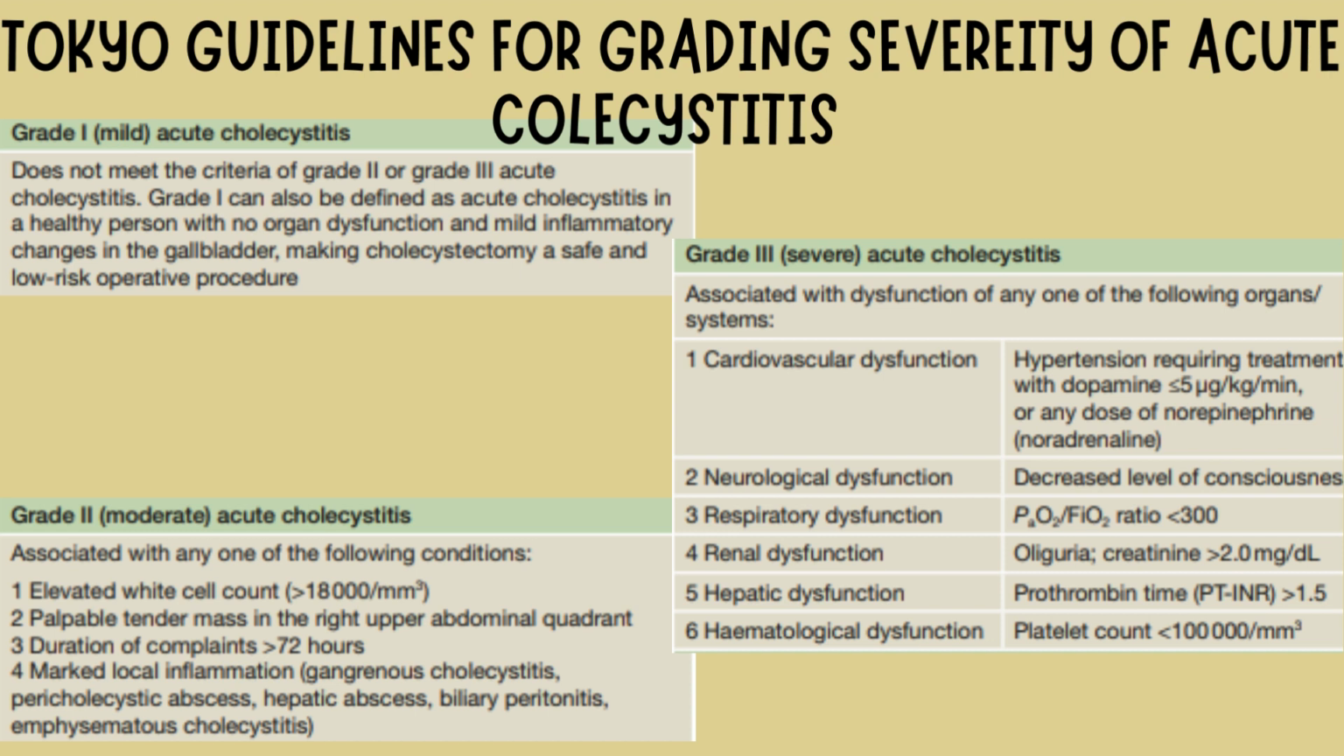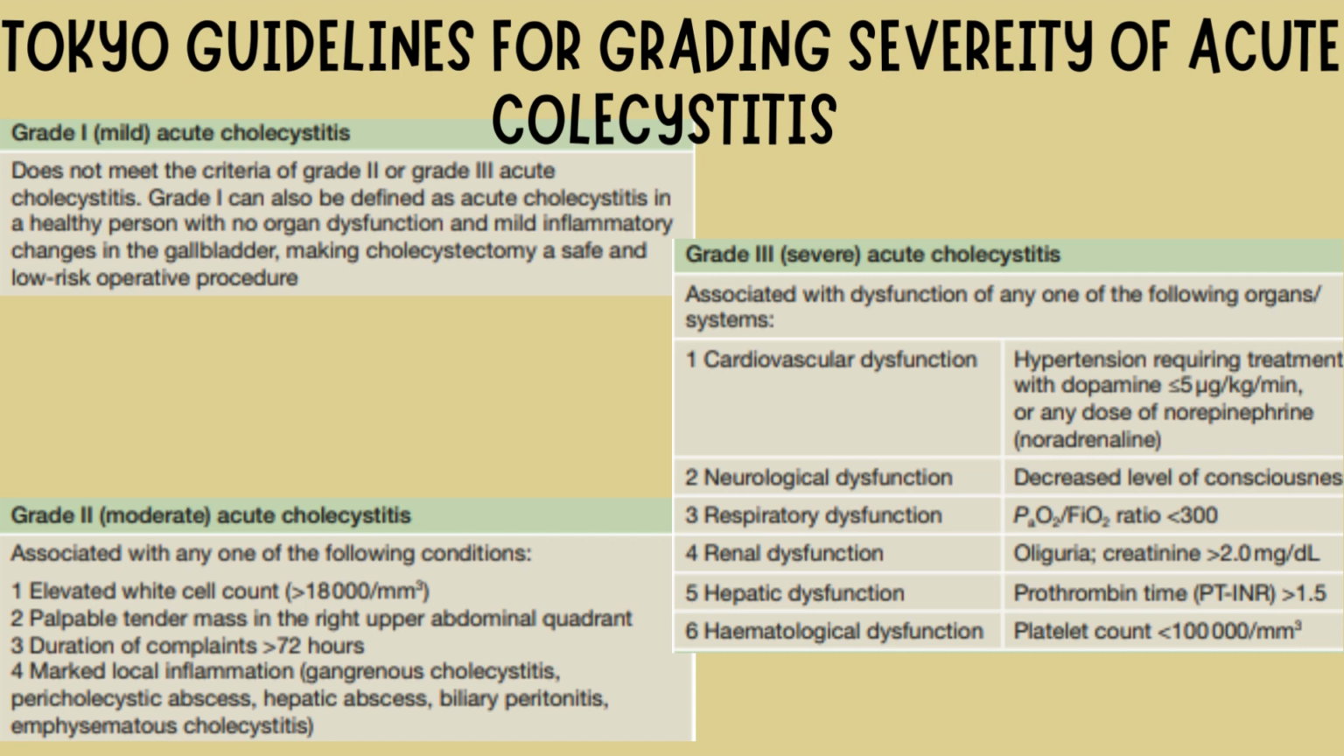Grade 2, that is moderate acute cholecystitis, is associated with one of the criteria like elevated white blood cell count greater than 18,000, a palpable tender mass in the right upper quadrant, duration of complaint greater than 72 hours, and marked local inflammation, that is gangrenous cholecystitis, pericholecystic abscess, hepatic abscess, biliary peritonitis, emphysematous cholecystitis.